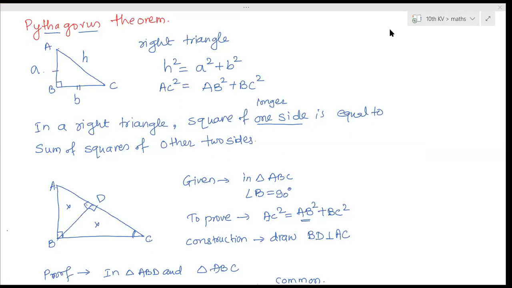And this is how Pythagoras has proved this formula, Pythagoras theorem. This is the actual proof Pythagoras has given. From this only he got to know that.